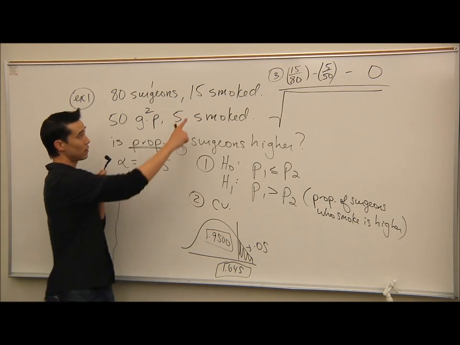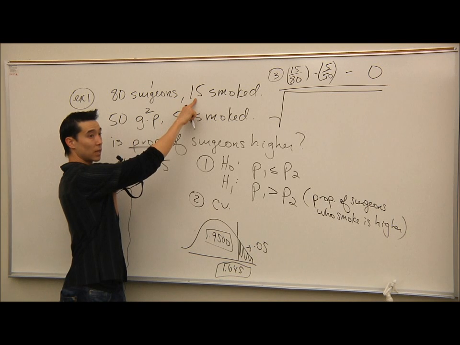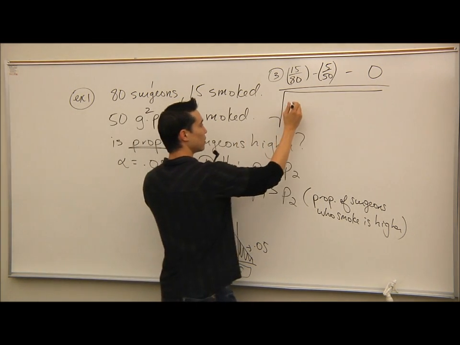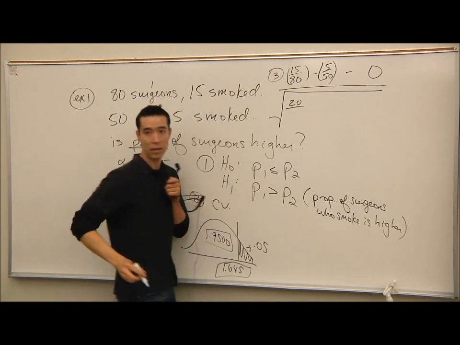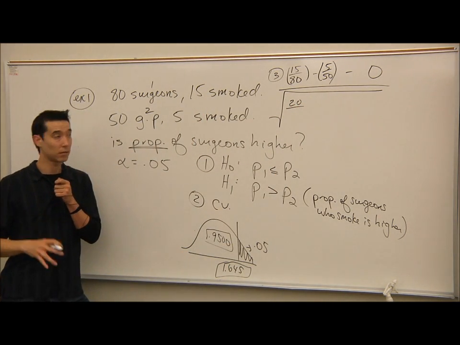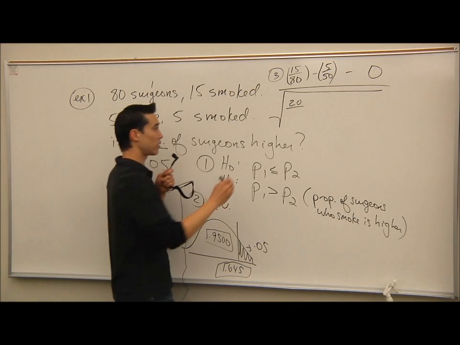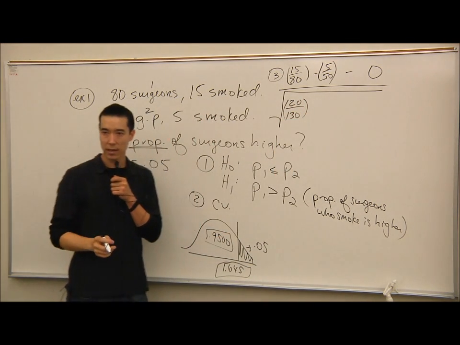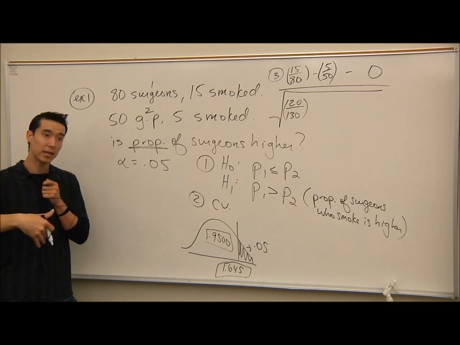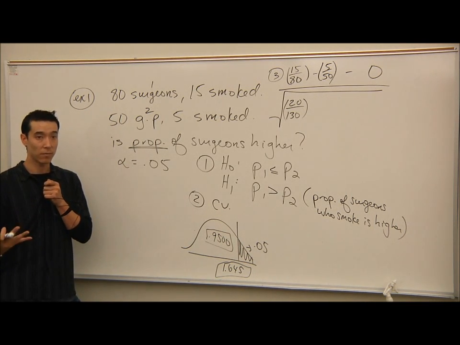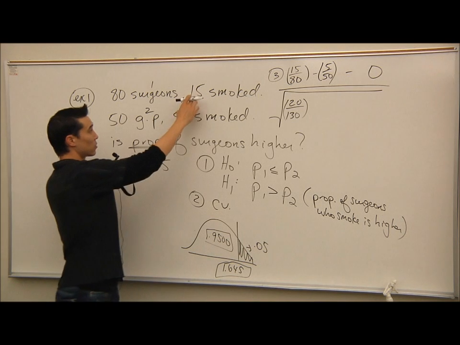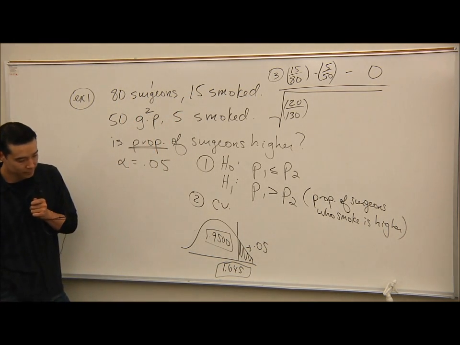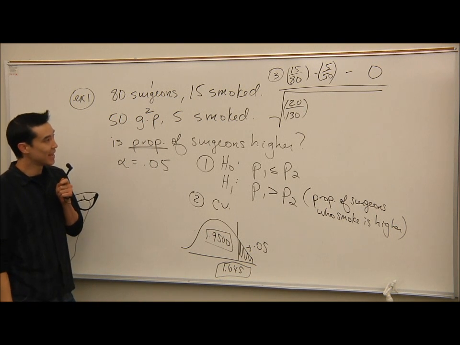I take the number that smoked in the first sample plus the number that smoked in the second sample. So that's 20, right? Divided by adding up both sample sizes together, okay? So 20 divided by 130. Everybody see that? So P bar is adding up, in this case we're talking about the number of people who smoke, so adding the smokers plus the smokers and dividing by the total. That's P bar. Okay?